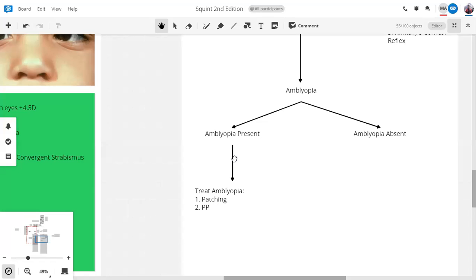However, patching sometimes does not fit. And in that case, we use pharmacological penalization. Now the question is, why do we have to resort to pharmacological penalization? And my second question is, how do we do it? पैचिंग के बाद हमें दूसरी चीज तक क्यों आना पड़ रहा है, और अगर आना पड़ रहा है तो हम कैसे करेंगे?